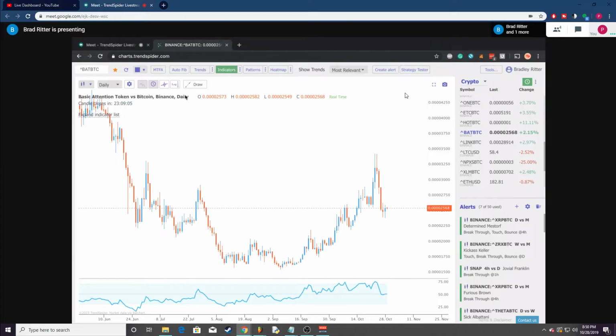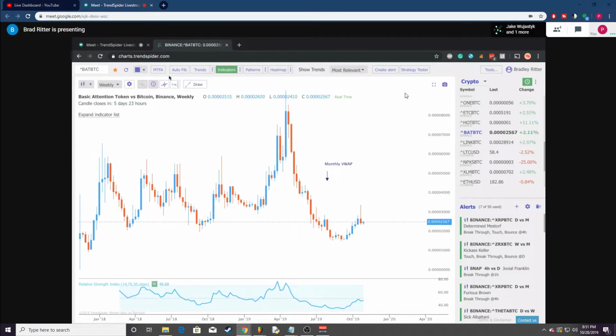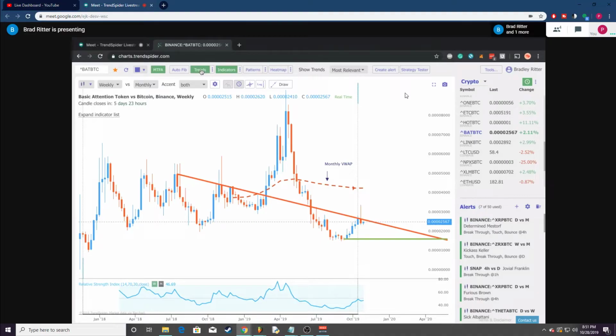Okay, so BAT is another good example of, I think it was on the monthly, or actually on the weekly. Okay, so we're going to turn on MTFA here, which will allow us to put another time zone that we're looking at. We're going to turn on the monthly VWAP, right? So we get a gauge of interest.